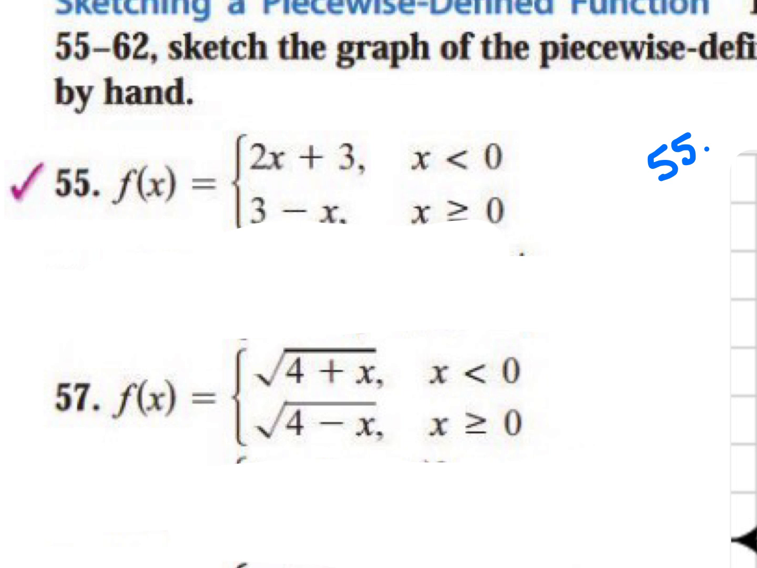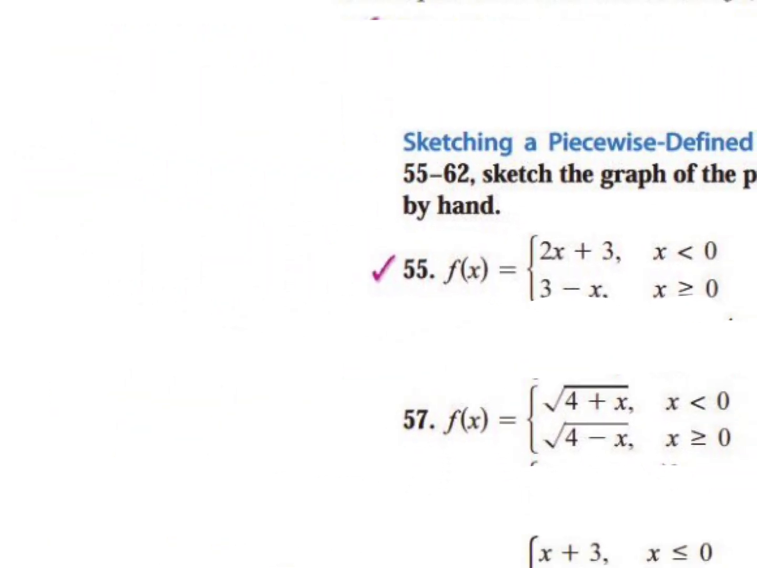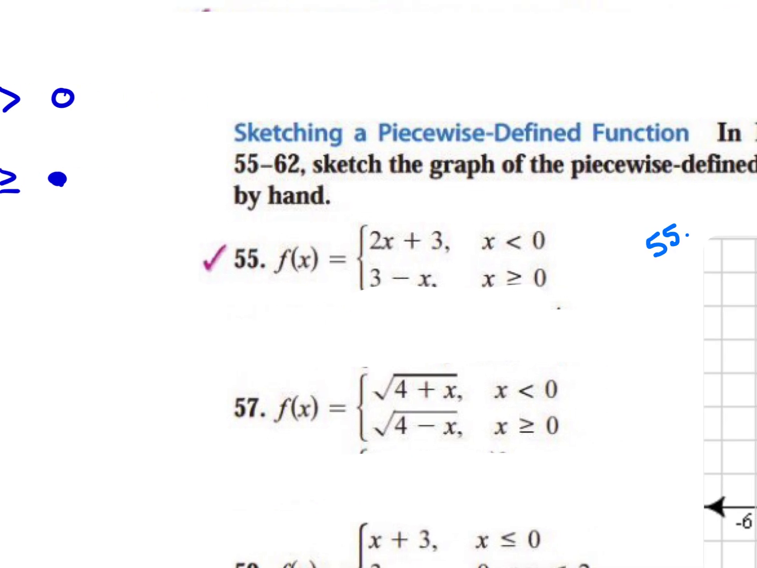Now when we graph piecewise functions, there's a couple things that we want to keep in mind to start. If we have a less than or greater than, then it would be an open circle. If we have a less than or equal to or greater than or equal to, we put a closed circle at that point. And then we always want to start with the values that are given.